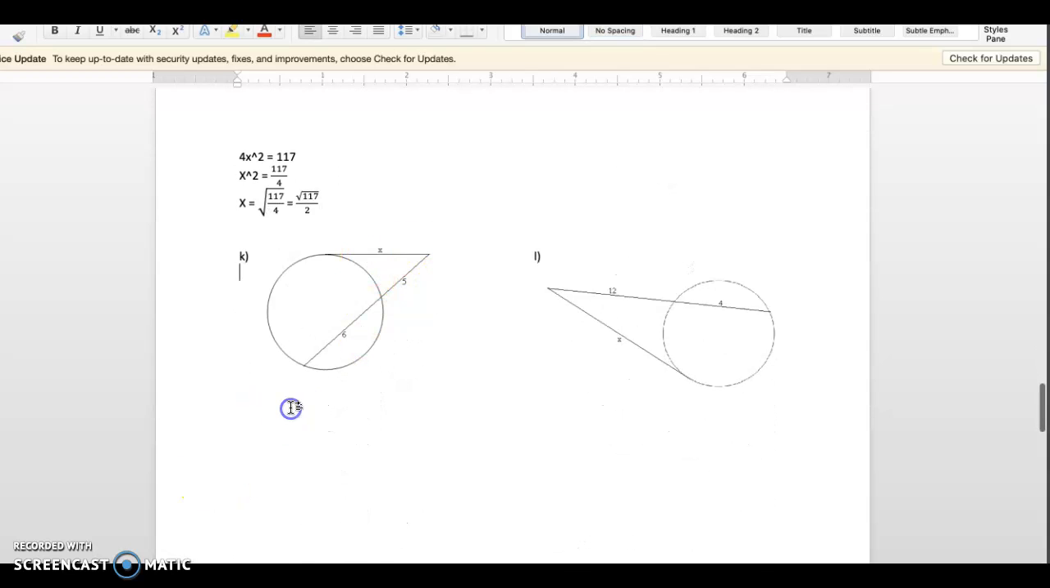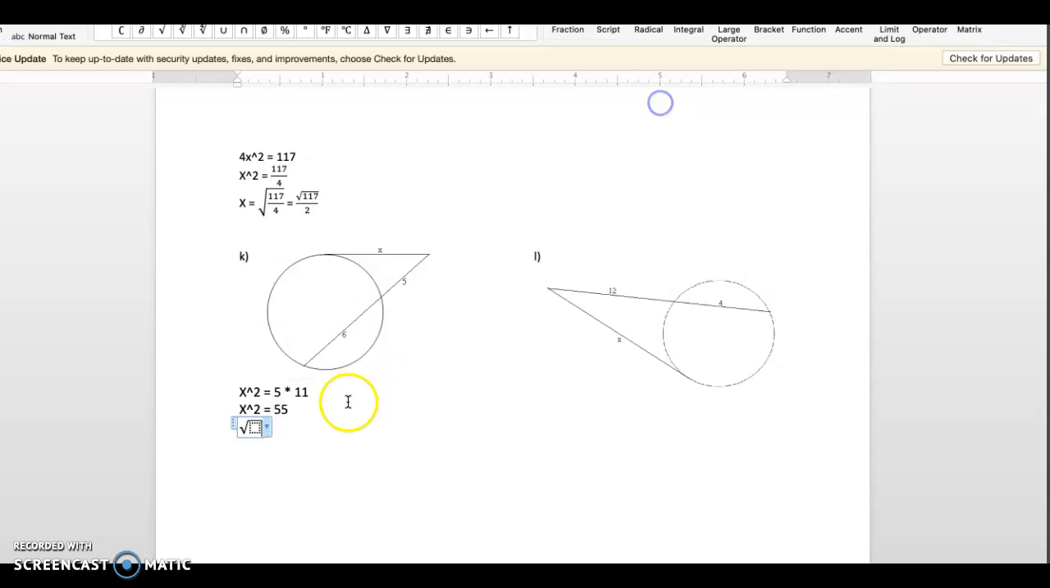So we have x squared, forgot I made so many examples, is equal to 5 times the whole length of this segment. I'm sorry, 5 plus 6 is 11. So x squared is equal to 55. And then you want to take the square root, and you're going to have radical 55. Do not give me a decimal, just leave me a simplified radical. There's nothing I can do with 55, so leave it.